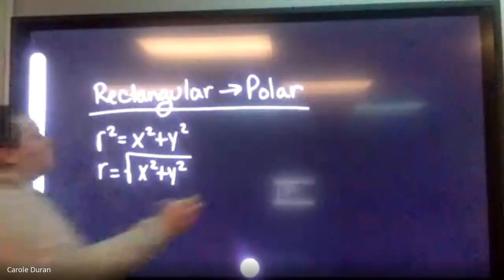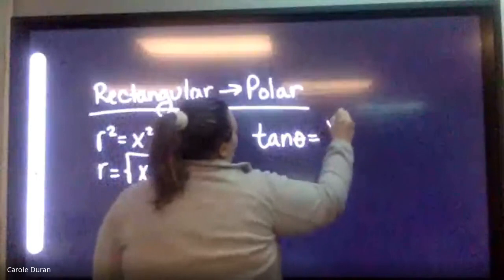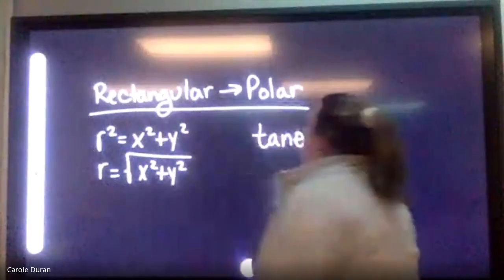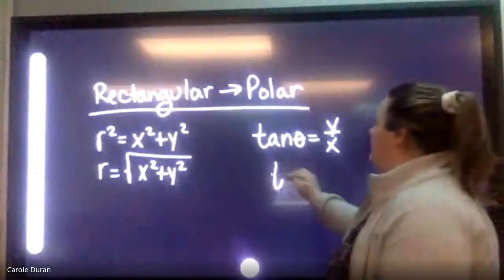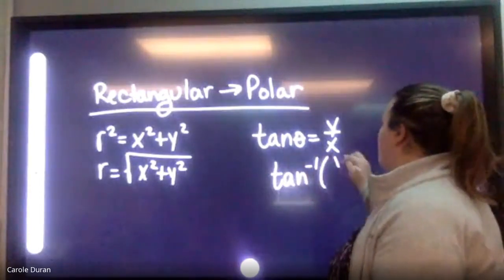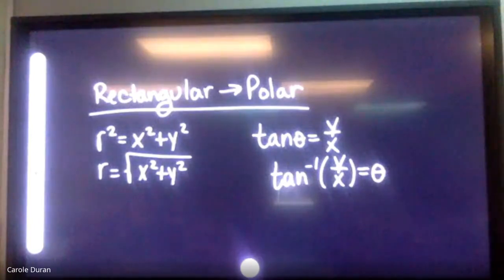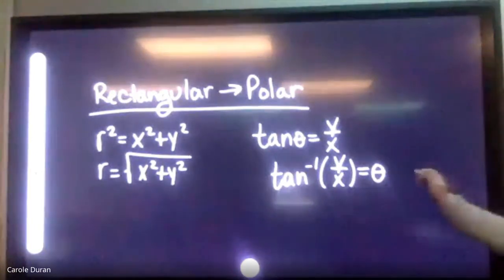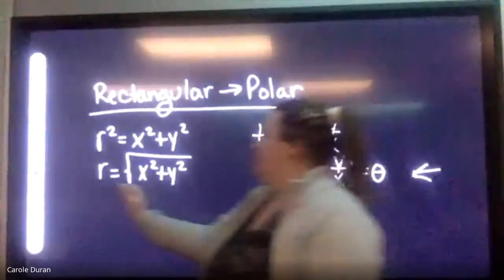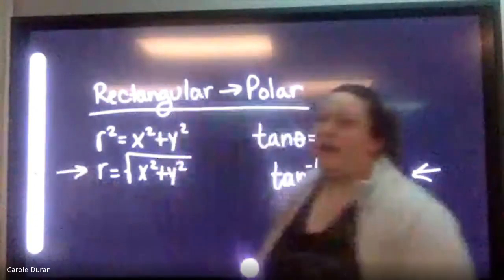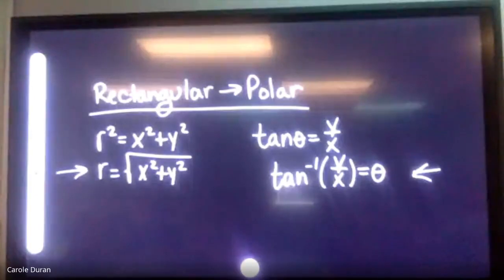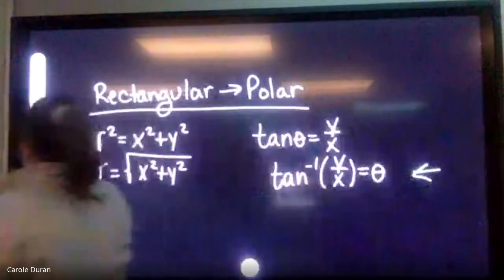I also know that tangent theta is equal to y over x, which means if I'm solving for theta, then tangent inverse of y over x is going to equal my angle. So these two bottom ones are really the ones that we're using. I just wanted to show you how we got them. And the example we're going to use is to convert (1, 1) into polar coordinates.